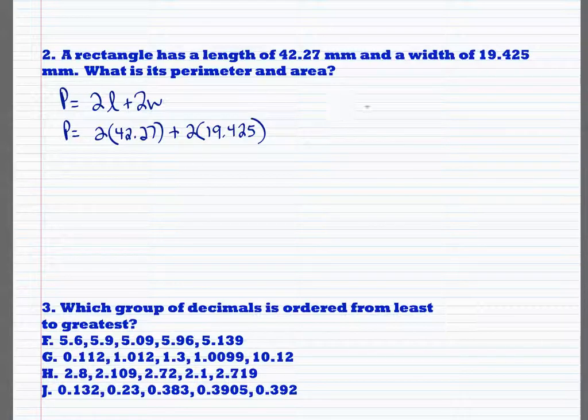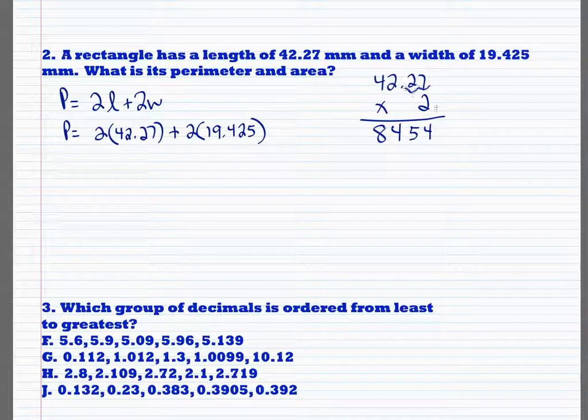So let's go ahead and do the math here. If I do 42.27 times 2, 2 times 7 is 14. We're carrying a 1. 2 times 2 is 4. Plus 1 is 5. 2 times 2 is 4. And 2 times 4 is 8. So I have 2 decimal places, so I put 2 decimal places right there. So 2 times the length is 84.54.